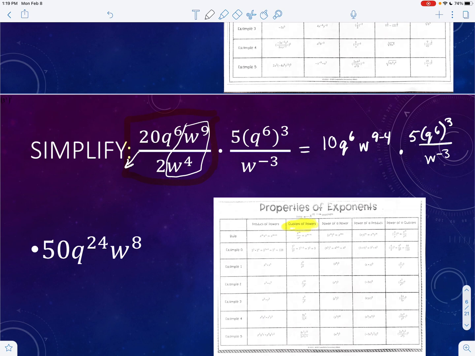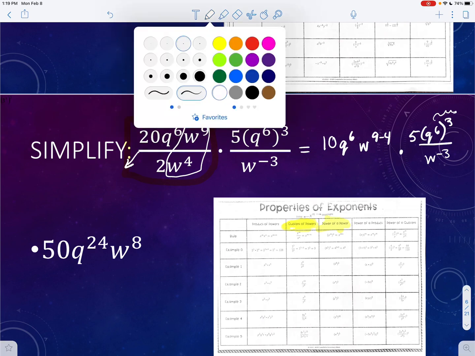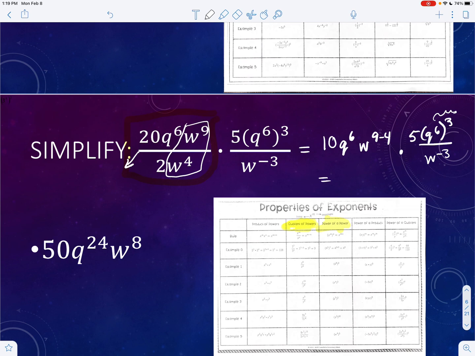Now, this right here is a power raised to a power, so the power of a power rule. We need to be multiplying there. So this next line is going to be 10q to the 6 w to the 5 times 5, and 6 times 3 is 18, so this will be 5q to the 18. And of course, this is over w to the negative 3.